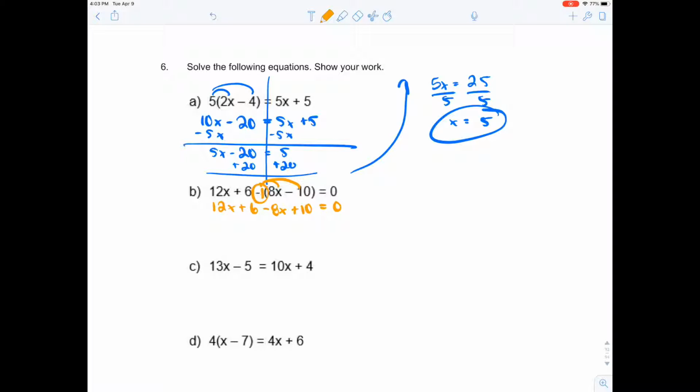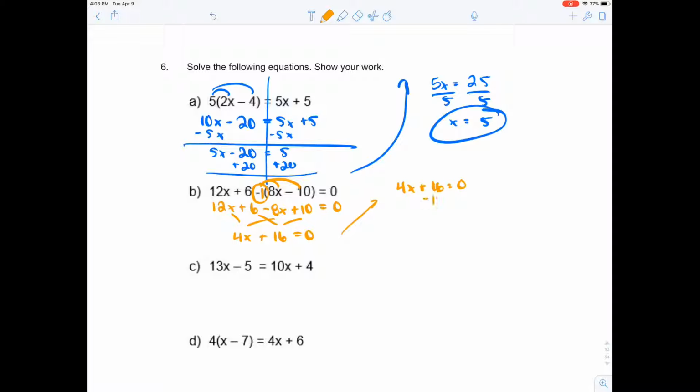So let's go ahead and combine like terms. I have this 12x minus 8x. That's going to be 4x. I have this +6 plus a 10, which is +16. There we go. And this is equal to 0. I'm going to work up here. 4x plus 16 is equal to 0.